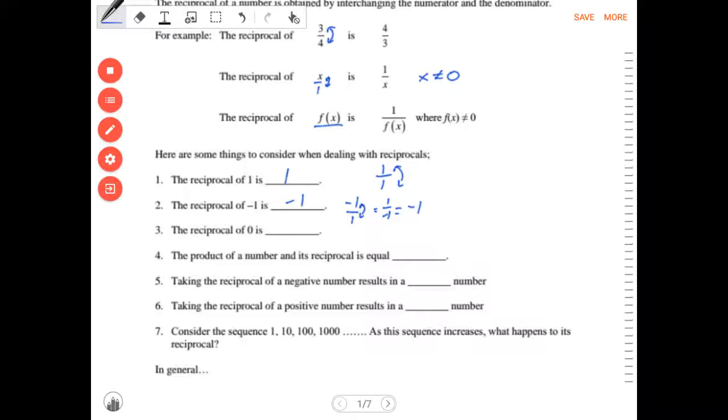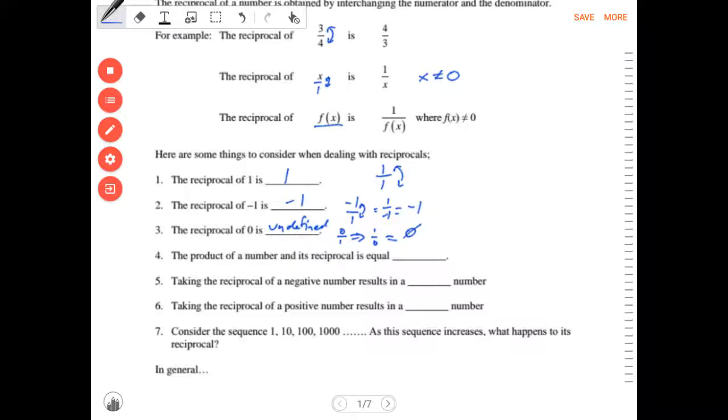Now the reciprocal of 0. So if I take 0, go 0 over 1, and then try and flip it, that's going to be 1 over 0. Hey, wait a second. You're never allowed to divide by 0 ever. So this is undefined, or 0 with a line through it. So we'll write it out: undefined.